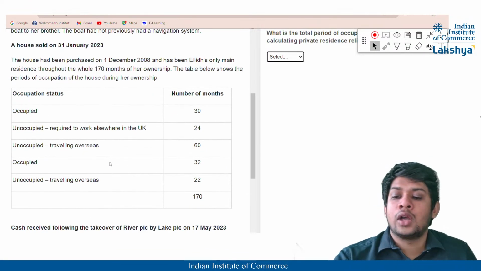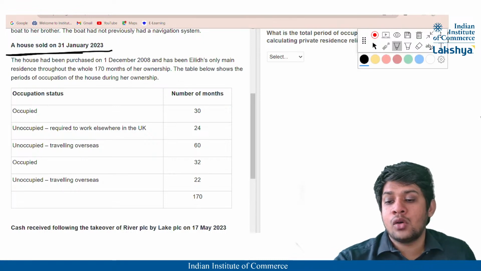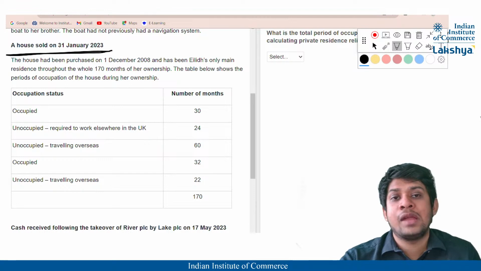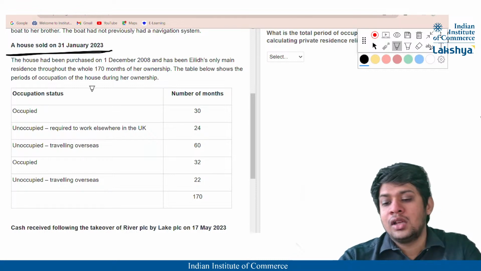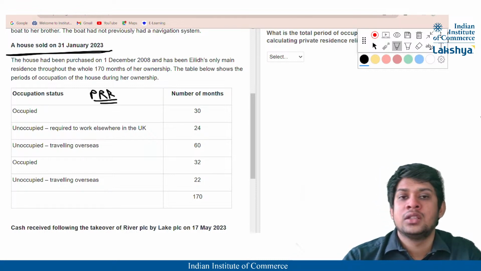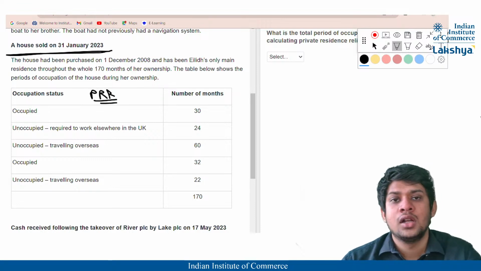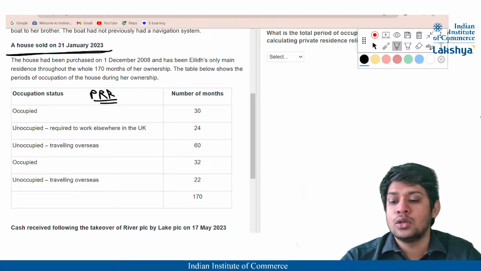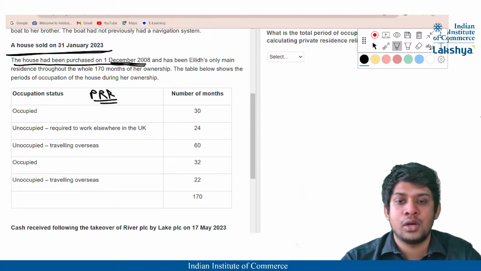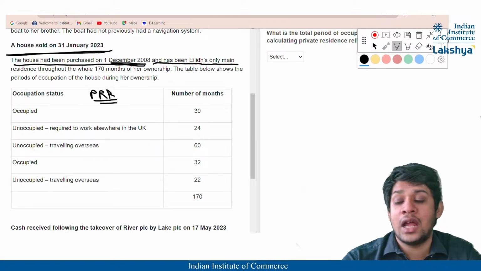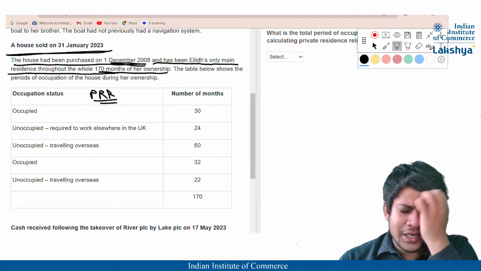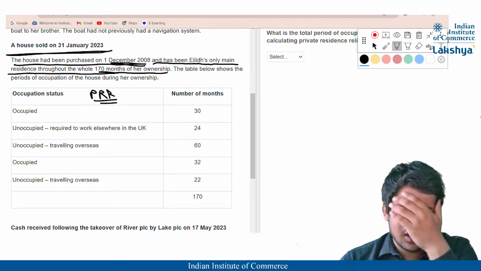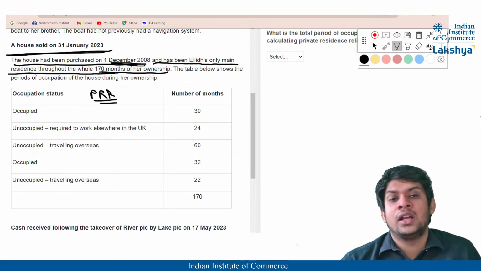Now the house sold. Okay, so guys, whenever a house is sold, which is considered as a private, or you can say the main residence of the person, you get a private residence relief. Okay, that you can see in the reliefs given to individuals in the capital gains chapter. Now, the house had been purchased on 1st December 2008 and has been Edith's only main residence throughout the whole 170 months of her ownership, right? So technically this will qualify for private residence relief.